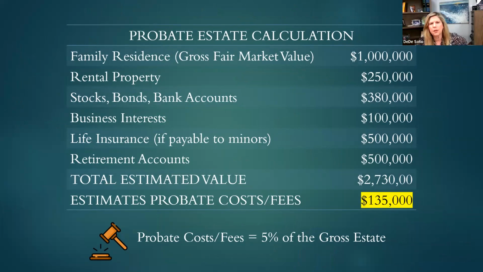Here's an example of various different types of assets. And even if you have a pour over will, which means that everything's going to be distributed according to the trust, any of these assets are going to cause probate fees and costs, right? And it's 5% of the fair market value. So, as you can see here, 2.730 probate estate, nice little nest egg if you were leaving it for a couple of kids to get through college, etc., down payment of a house, just starting out.